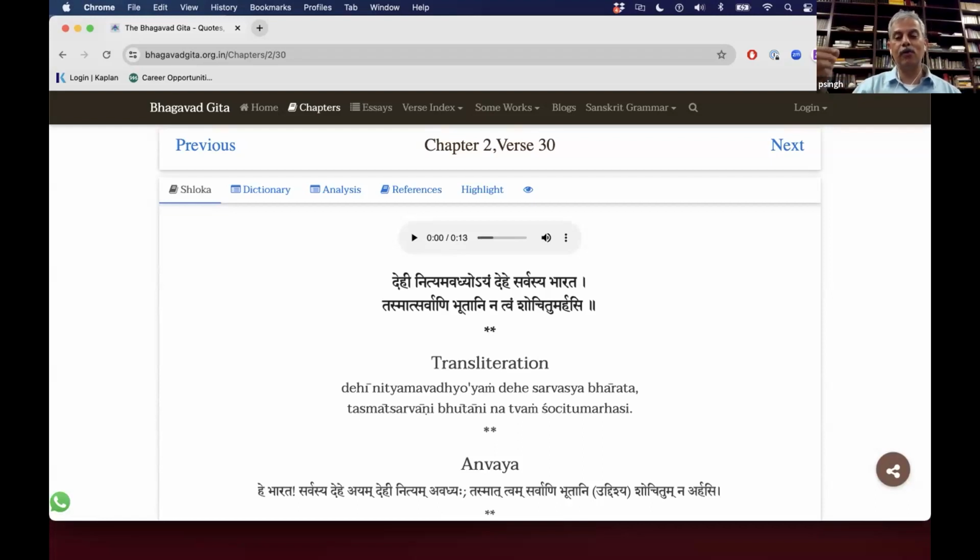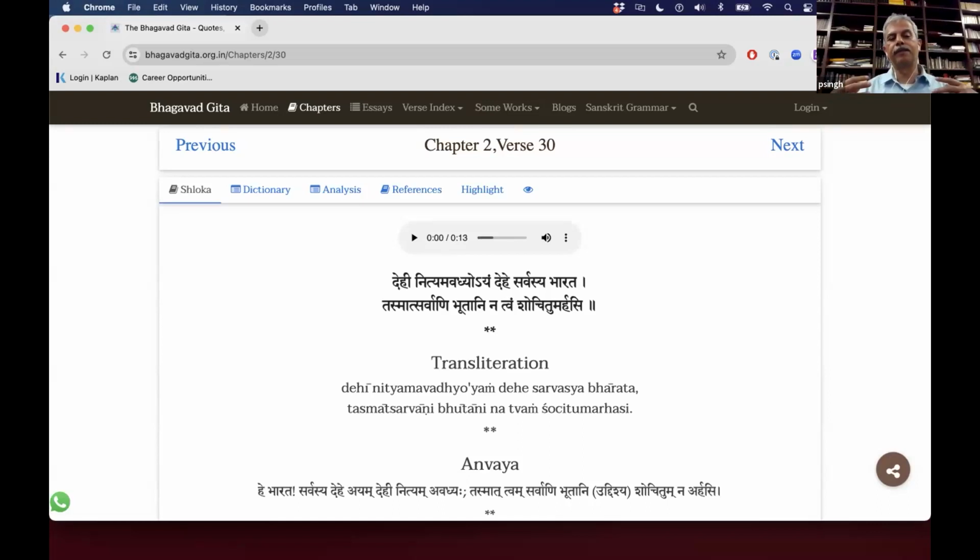Dehe. Now, where was this Dehe earlier? You remember that? What does Dehe mean? It is the Saptami Vibhakti. Dehe. Inside the Dehe. Sarvasya. Sarvasya you might know already. All. Sarvasya Bharata. Bharata is the name used for Arjuna. Tasmat. Therefore. Ataha. Sarvani means all.